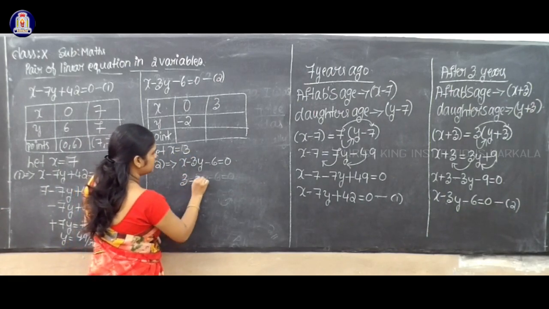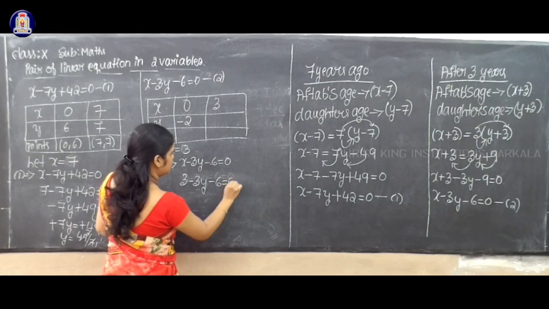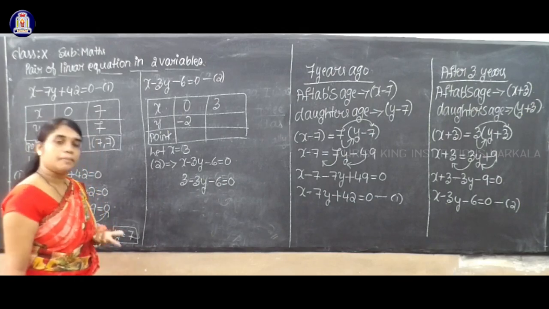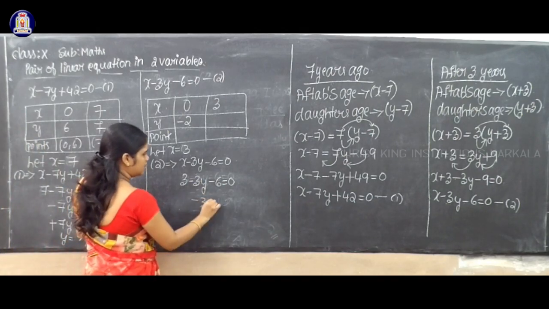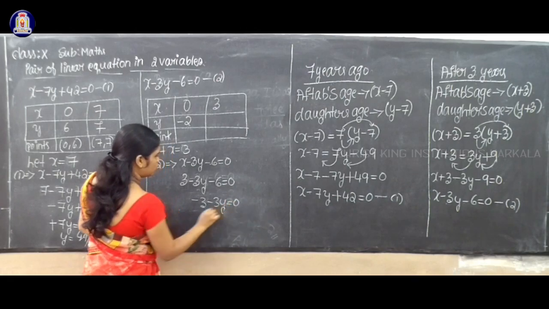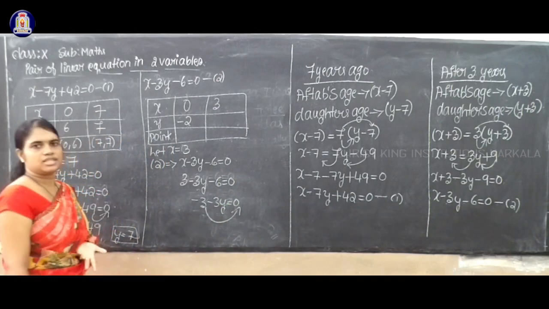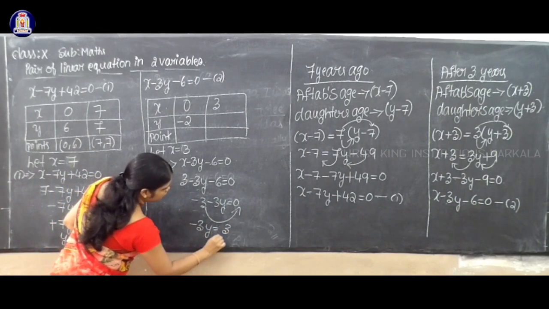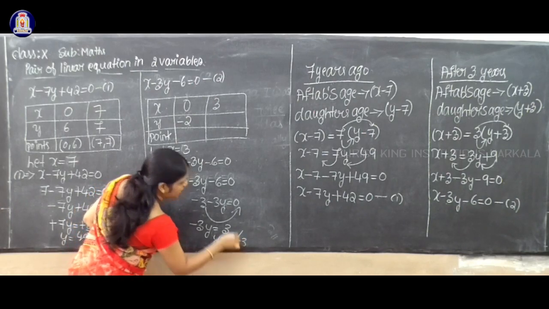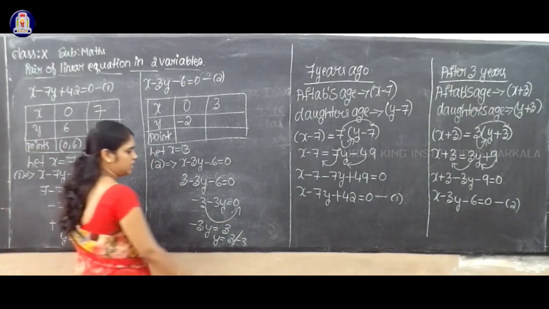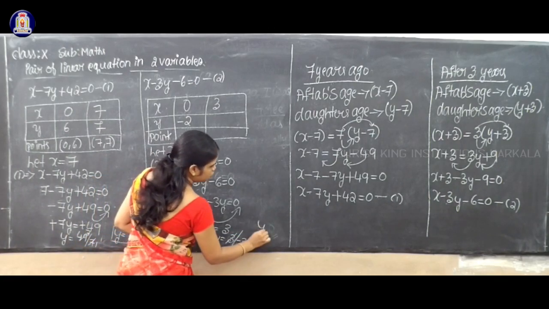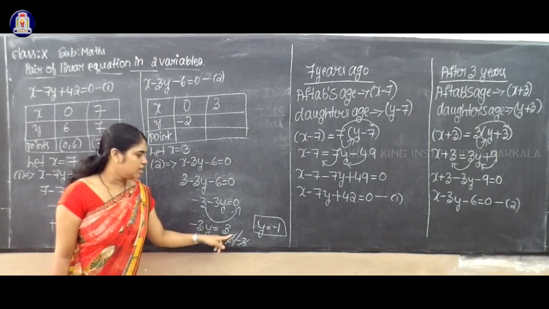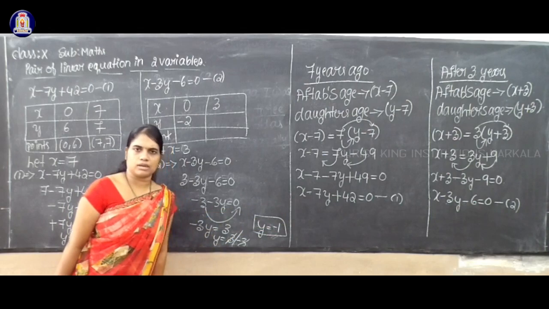So 3 minus 3y minus 6 equal to 0. Okay. So 3 minus 6 equal to how much? Minus 3. So minus 3y equal to 0. Shift this minus 3 to the right hand side, so that we will get minus 3y is equal to 3. So therefore y is equal to 3 by minus 3. Okay. 3 and 3 will get cancelled. So you will get y is equal to minus 1.